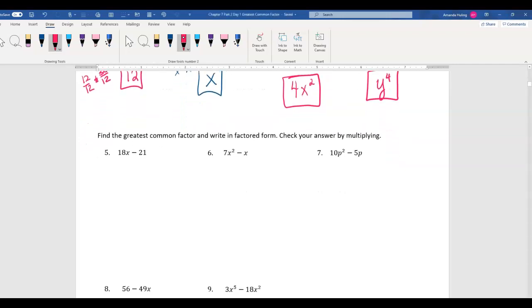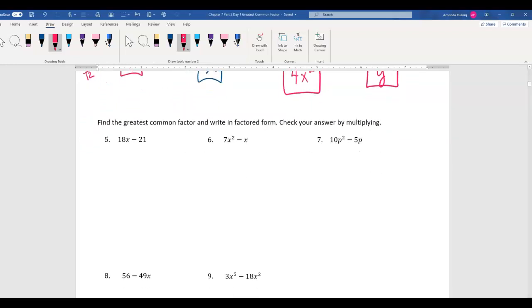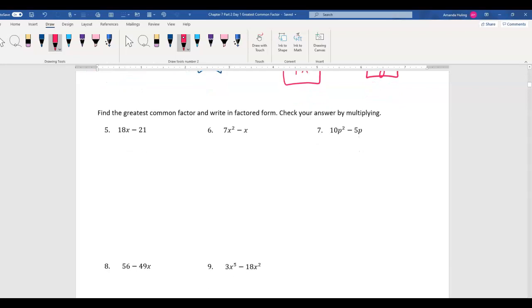So we're going to find this greatest common factor, write it in factored form, and then check by multiplying. I'm going to start with 18x minus 21. So I'm going to start with 18 and 21. 18 cannot be evenly divided by 21. If I go down 17, 16, 15, I'm going to go all the way down to 9. 9 cannot be divided evenly. 8, 7, 6. 6 cannot be divided evenly. So we're going to go all the way down to 3. So I'm going to divide out a 3.